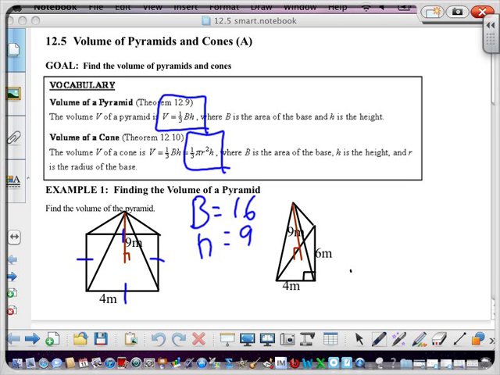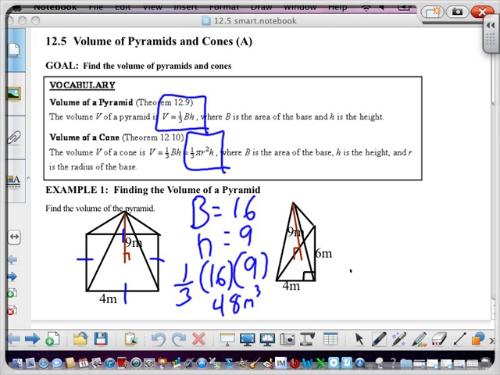What's the 4? 4 is the length of this. What's the 9? The height. That's why it's by the red. Okay, 4 times 4 is 16, because that's how we find the area of the square, right? So I'm going to plug this in now. 1/3 times the area of the base times the height. So I would do 16 times 9 and then divide it by 3. 144 divided by 3 is 48. We get 48 meters cubed.